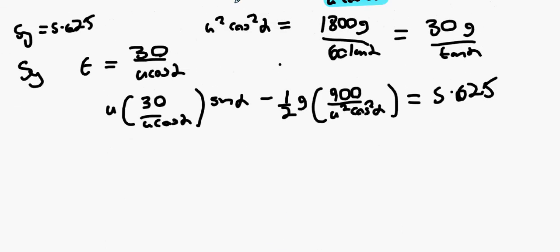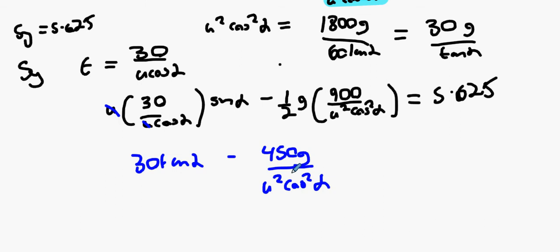Alright, so the u's cancel. Sine alpha over cos alpha, 30 tan alpha. We're running into this problem again where there's an unwelcome u squared cos squared alpha, which I can't do anything about. So what I'm going to do here is half the 900. So I'm going to go 450 g all over u squared cos squared alpha.